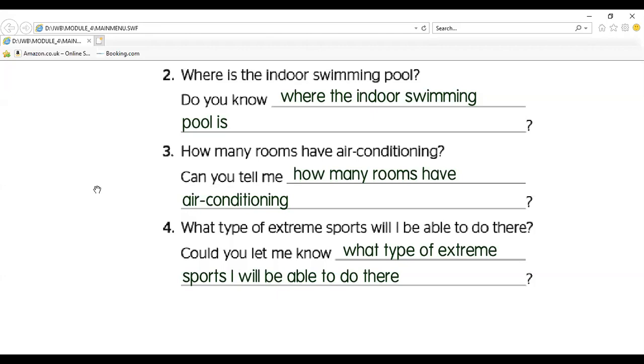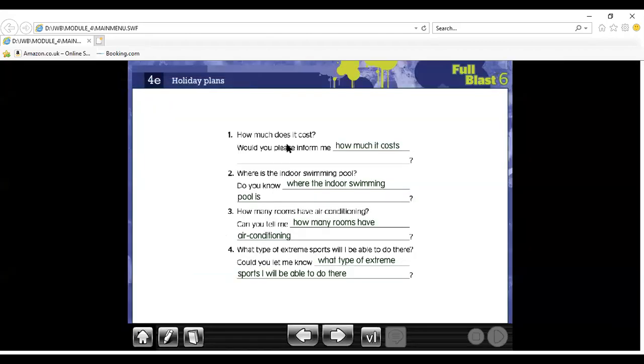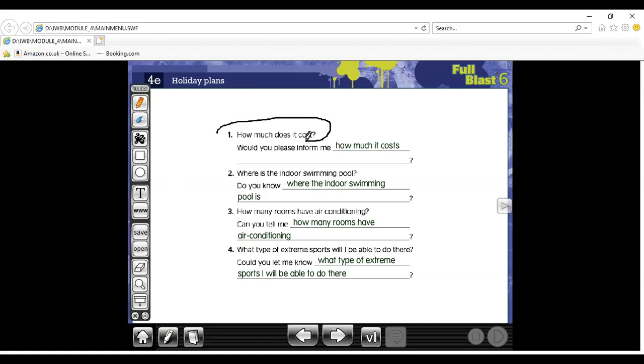Okay. Right. Now again, we discuss how to change this question from direct into indirect. This question, as you see, is direct. I change it into indirect using what? Would you please inform me? Or do you know? Or can you tell me, or could you let me know. I use these words or questions before the indirect question. Number two, I use the question word as a linking word, like where, like how many, like what type of.